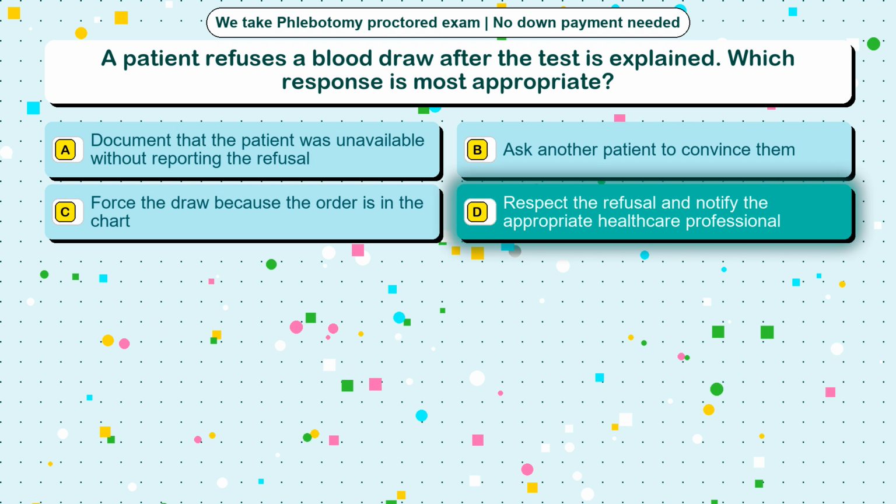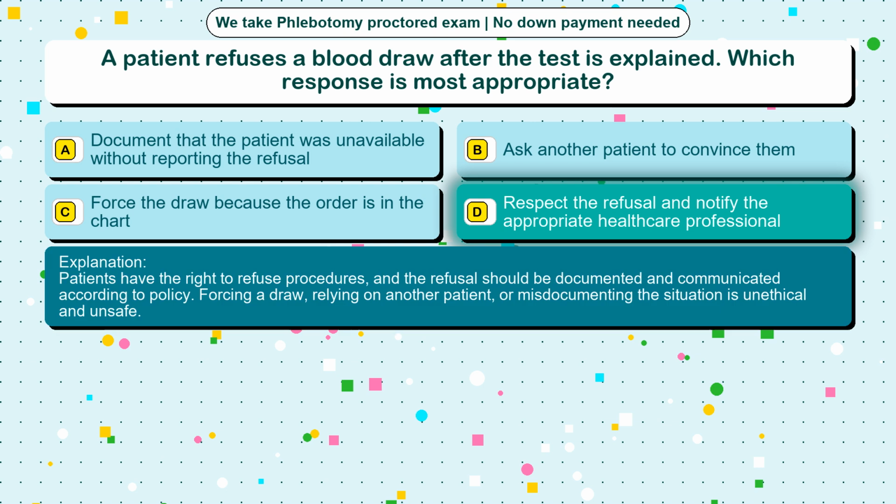The correct answer is option D. Respect the refusal and notify the appropriate healthcare professional. Patients have the right to refuse procedures, and the refusal should be documented and communicated according to policy. Forcing a draw, relying on another patient, or misdocumenting the situation is unethical and unsafe.